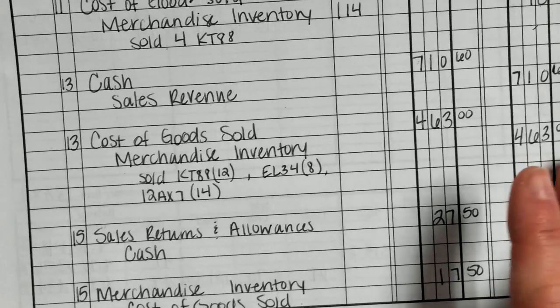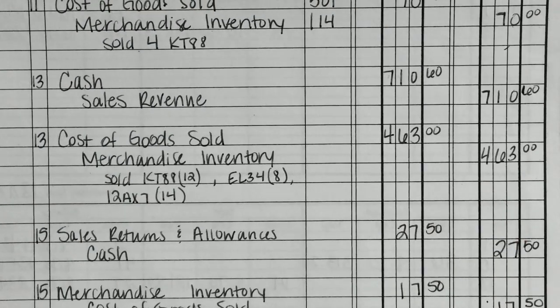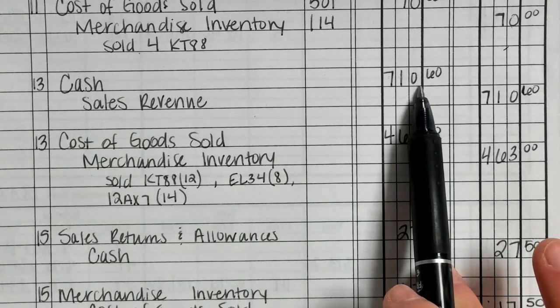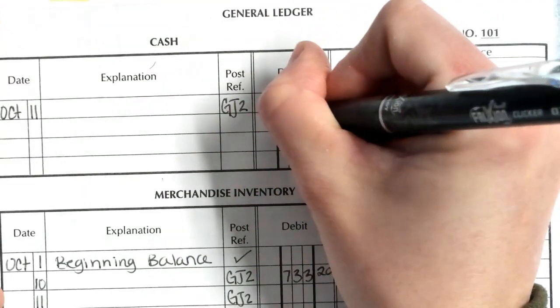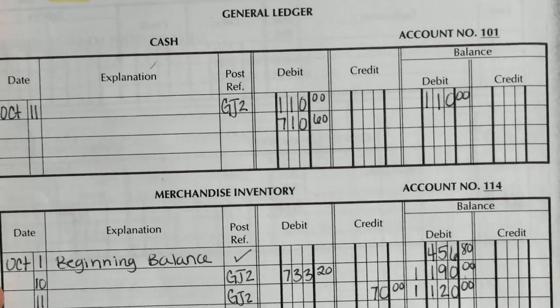All right, I'm moving on to the 13th. Am I going too fast for anybody? Okay. My cash is increasing. Cash, debit, 710.60.